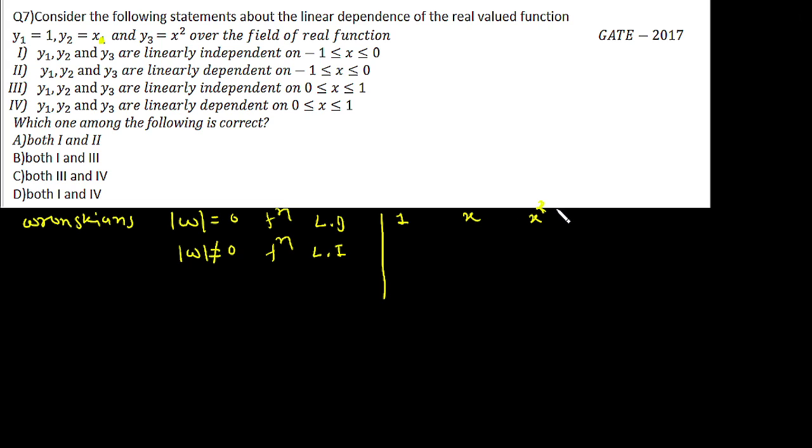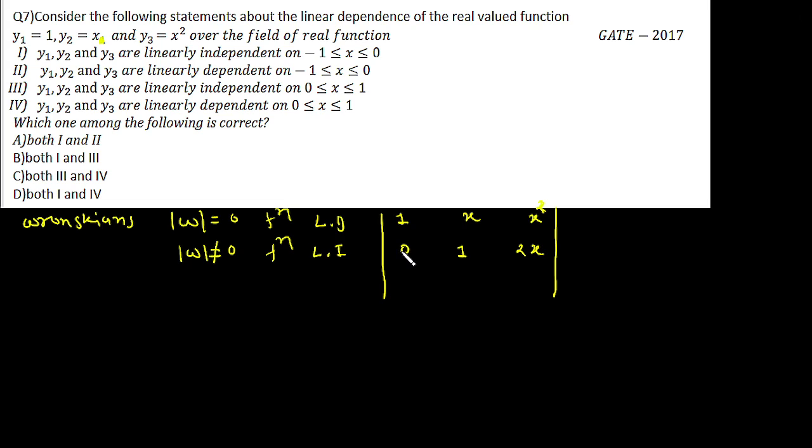Here it is x square. Now what we have to do is just differentiate this function here, and write what we are getting after differentiation here. So we are getting 0, here we are getting 1, here we are getting 2x.